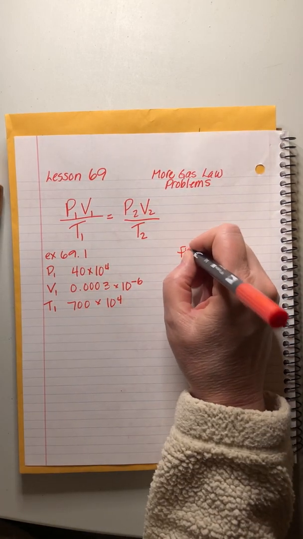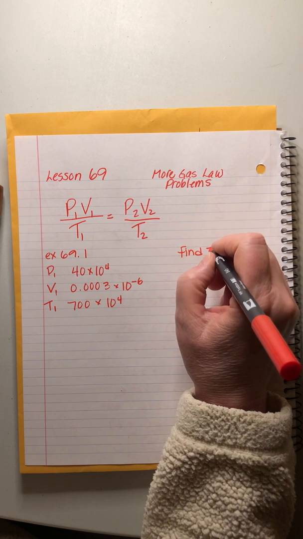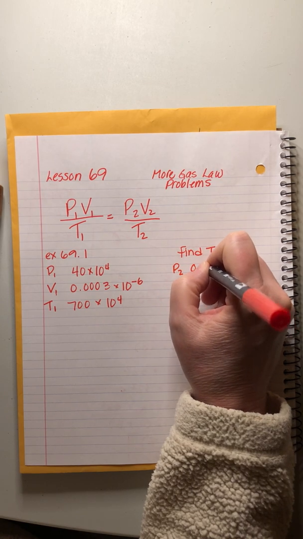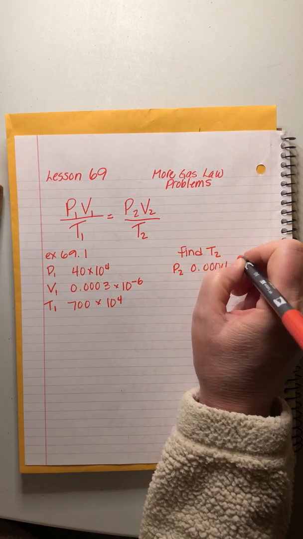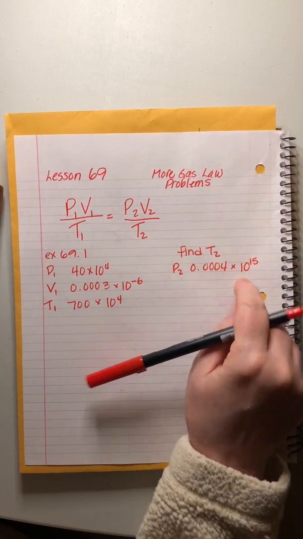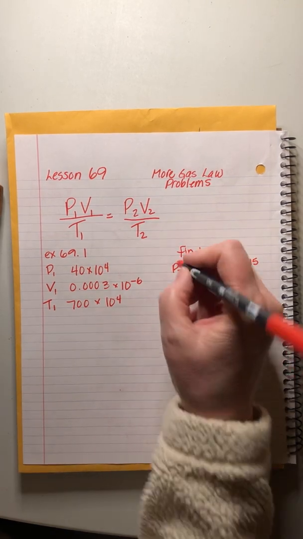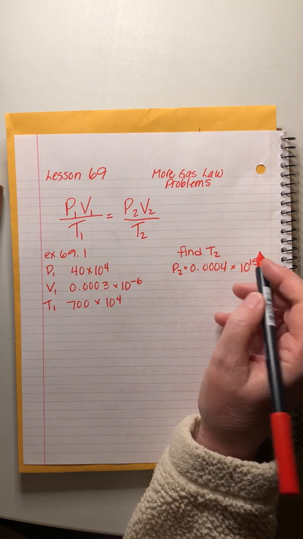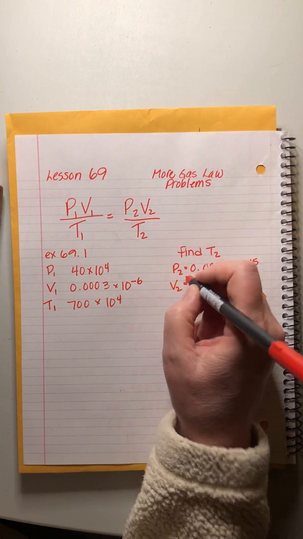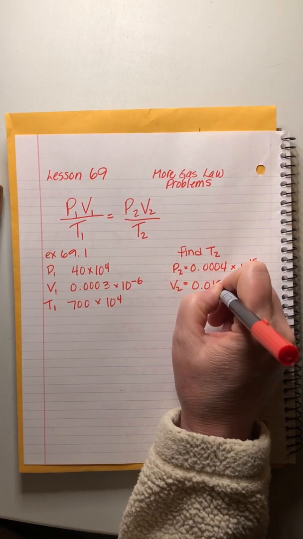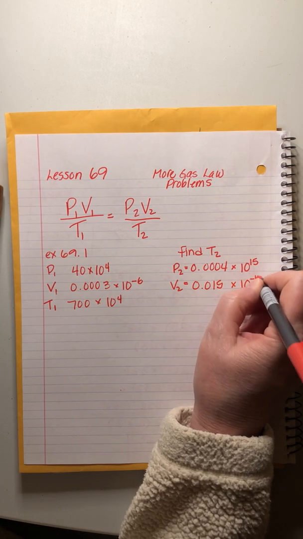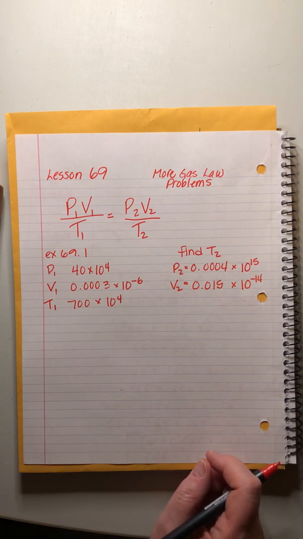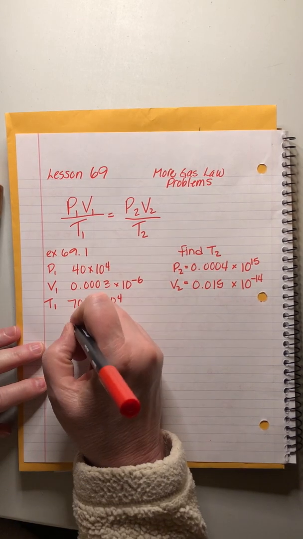All right, find the final temperature. So we're going to find T2 if the final pressure is 0 something, that many atmospheres. This is a 4. Okay, let me just double check because that's so confusing. 3 zeros and a 4 times 10 to the 15th atmosphere. And the final volume was 0.015 times 10 to the minus 14th. Okay, and then John says, begin by solving the equation for T2.